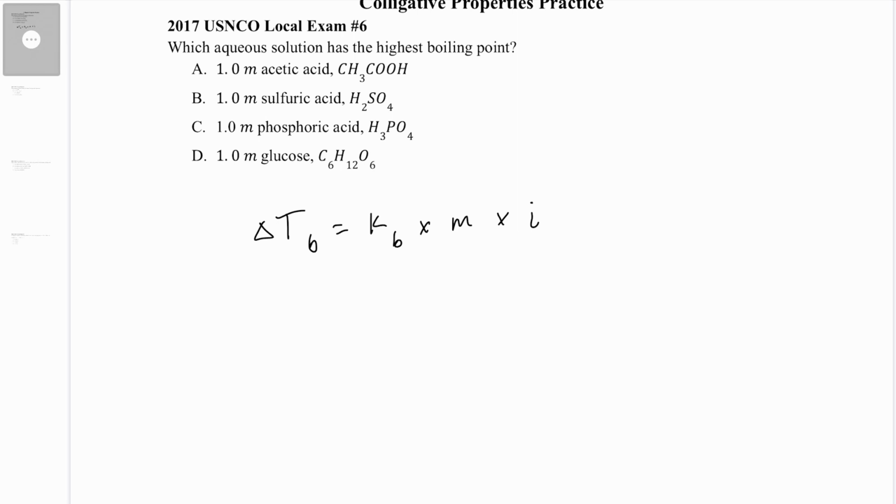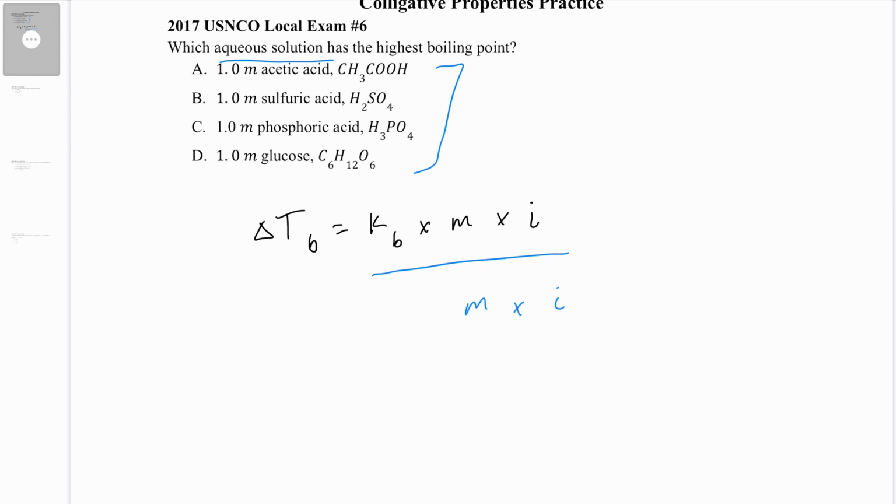Since we're trying to get the highest boiling point, we're going to be trying to maximize the value of these three multiplied all together. But first of all, the question tells us that we have an aqueous solution. What that implies is that all of these answer choices are being dissolved in water. And if all these are being dissolved in water, then the KB values for all these answer choices are going to be the same. They're all going to be 1.86. So we're really looking for what value maximizes M times I.